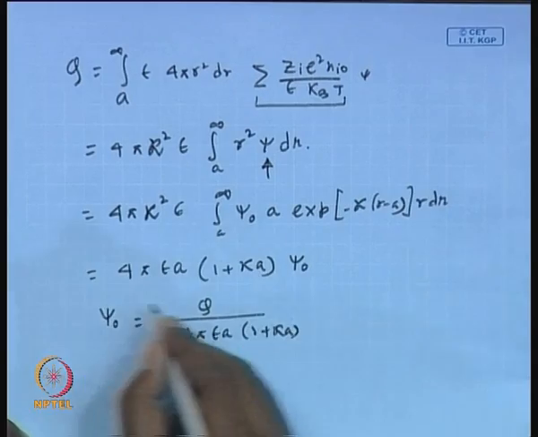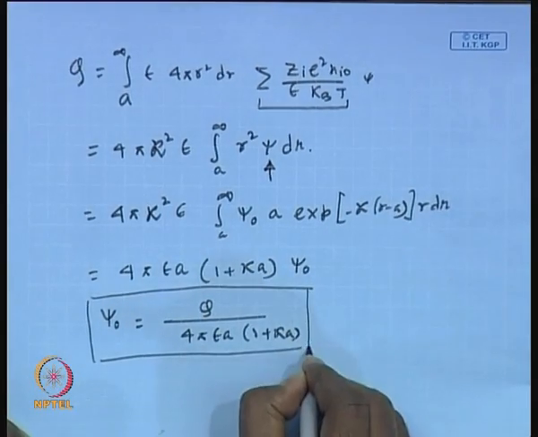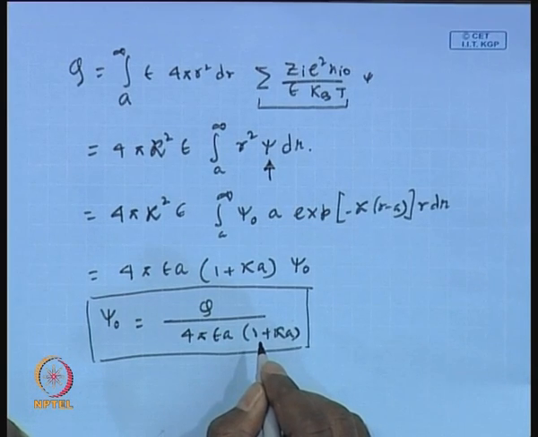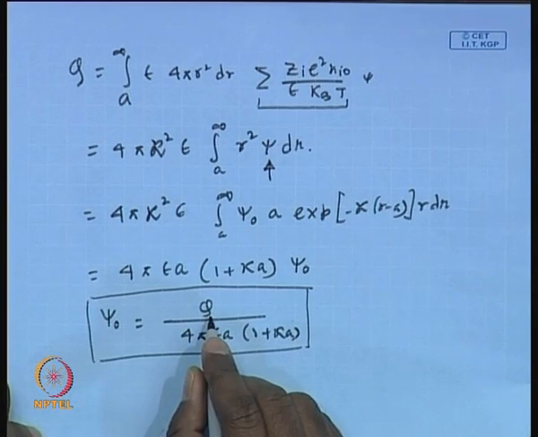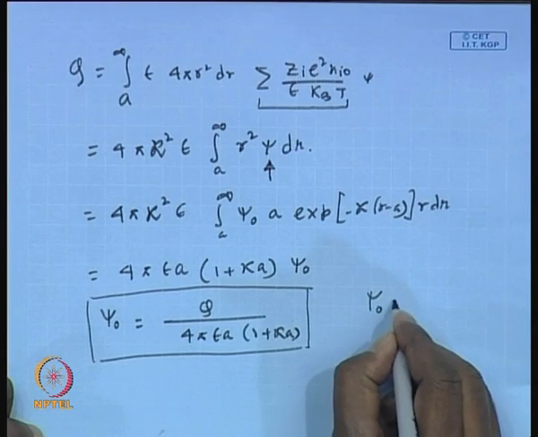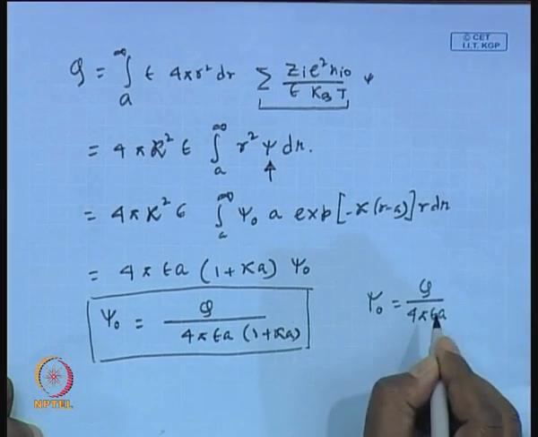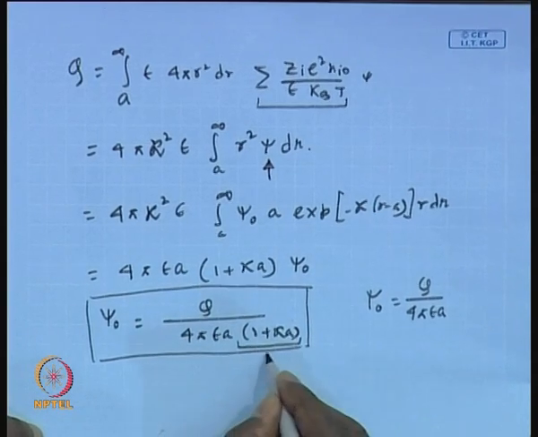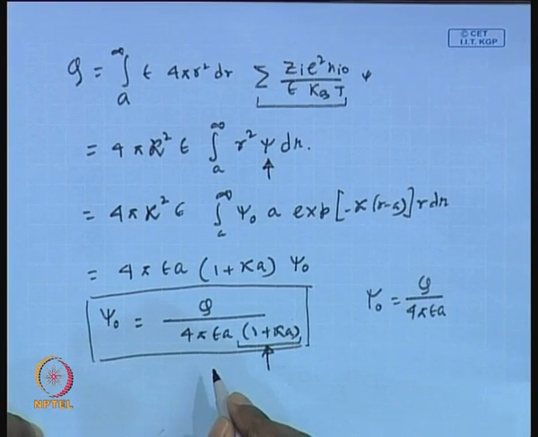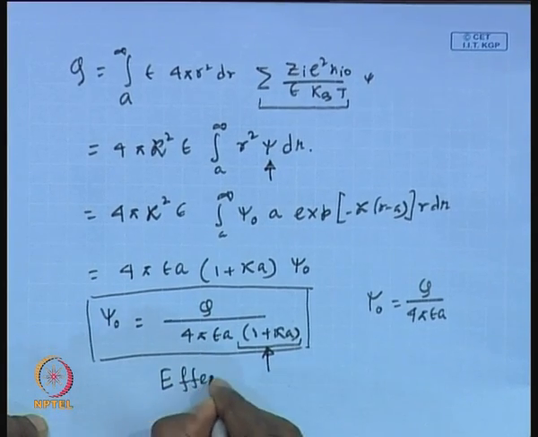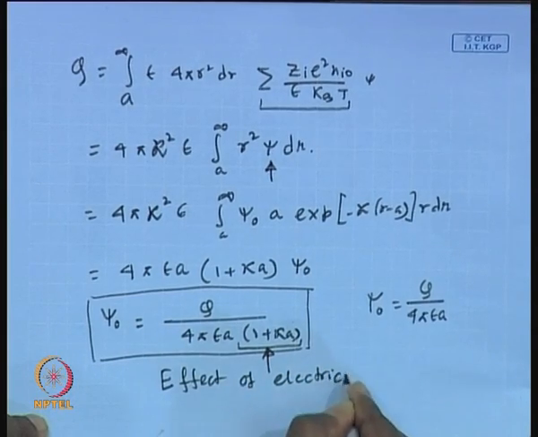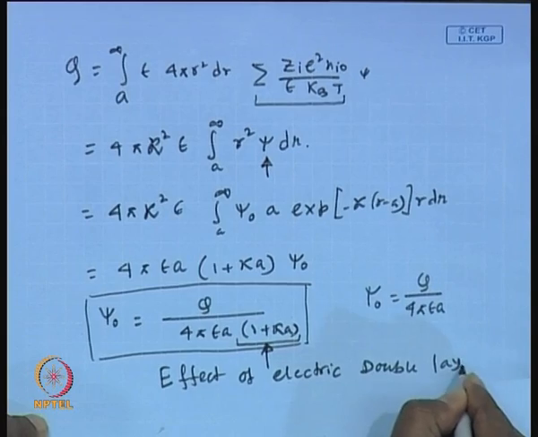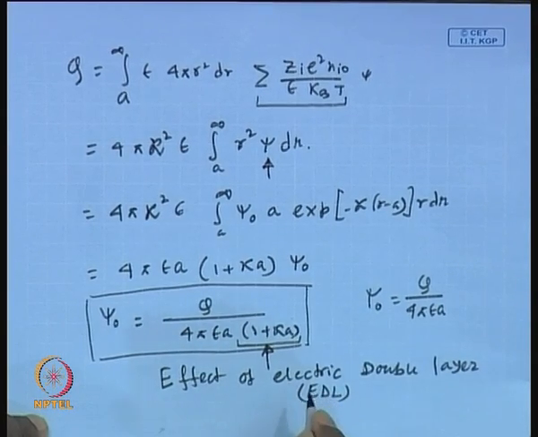So, just see what is the difference between the electrostatic and this system. If you compare this expression with the electrostatic case, that means a stationary charged sphere with surface charge q, then what was the psi naught on the surface? That was q divided by 4 pi epsilon a. So, what is the correction? This correction, 1 plus kappa a, becomes very important whenever you are talking about the electrolytic solution. So, this is the effect of the electric double layer, EDL, in the solution.